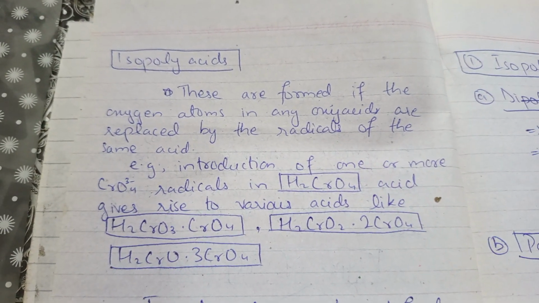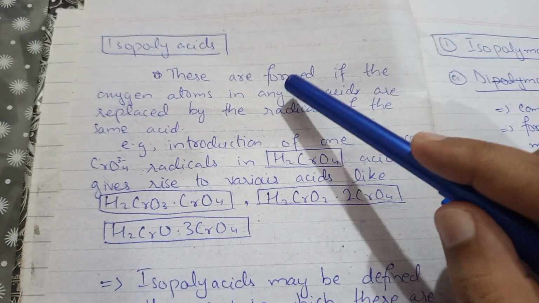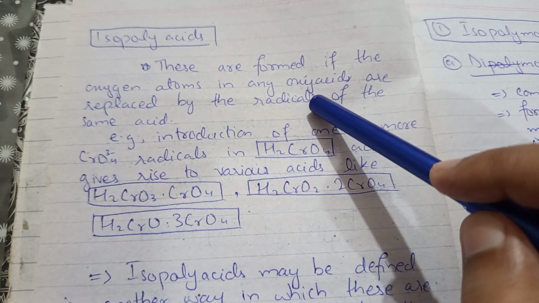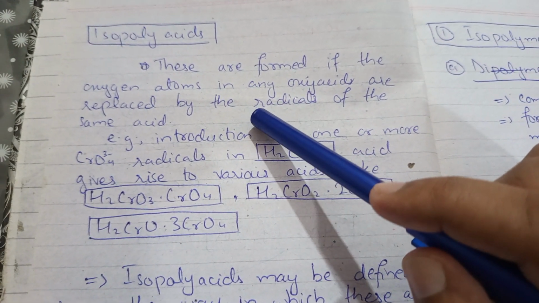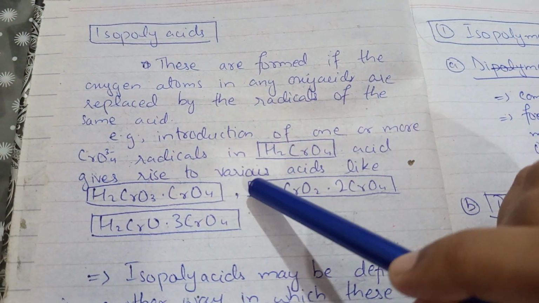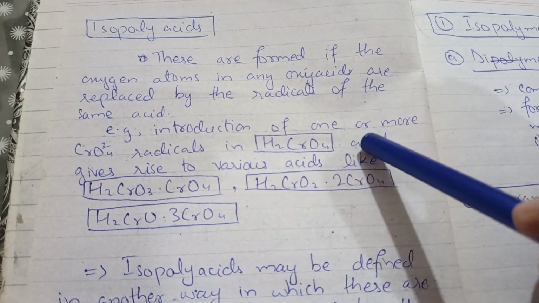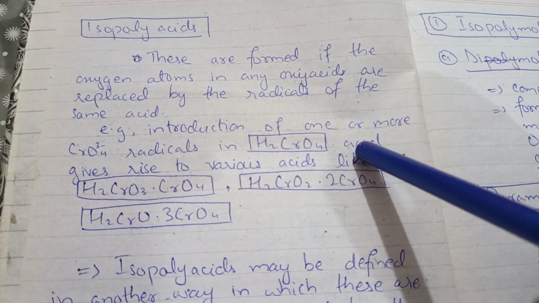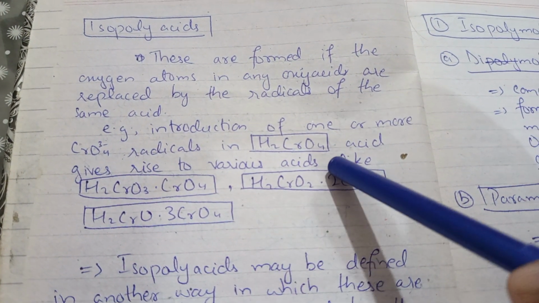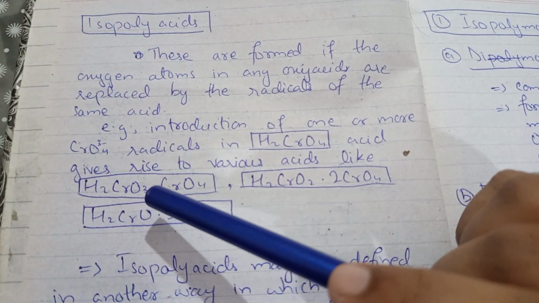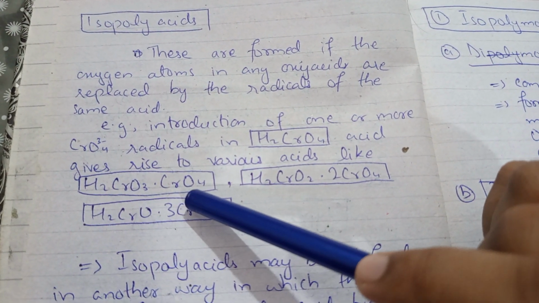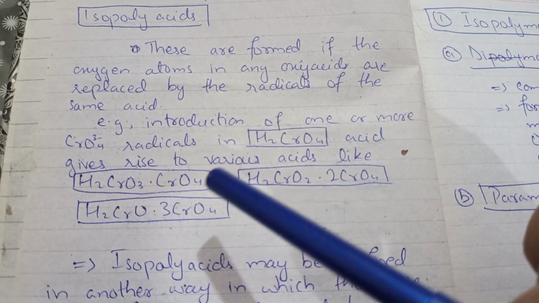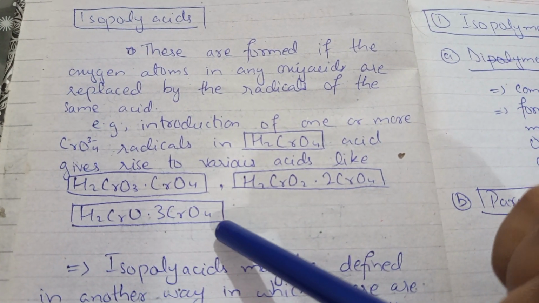So if we talk about isopolyacids in detail, these are formed if the oxygen atoms in any oxyacid are replaced by the radicals of the same acid. For instance, introduction of one or more chromate radicals in H2CrO4 acid gives rise to various acids like H2CrO3.CrO4, H2CrO2.2CrO4, and H2CrO.3CrO4.